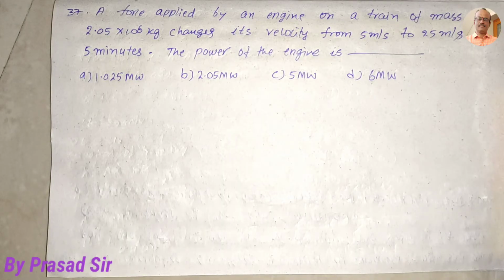Now the question number 37. A force applied by an engine on a train of mass 2.05 into 10 to the power of 6 kilograms changes its velocity from 5 meters per second to 25 meters per second in 5 minutes. The power of the engine is how much?